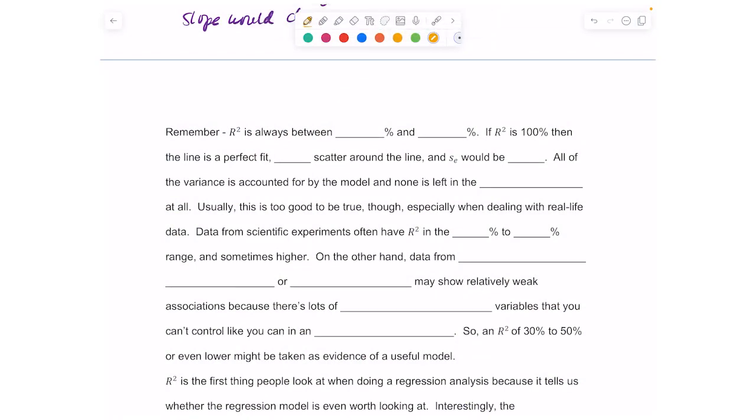Everyone, and welcome back to the final video of Chapter 7, where we look at linear regression. In this video, we're going to continue to talk about R squared and finalize some things.